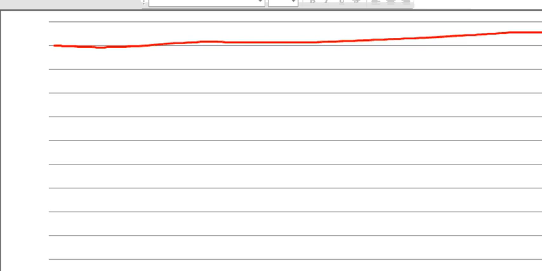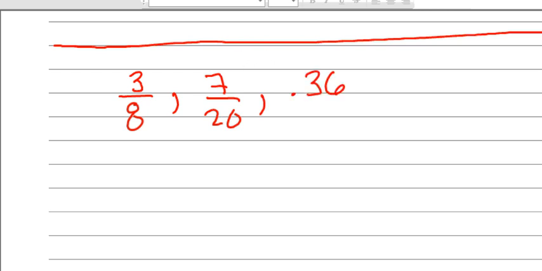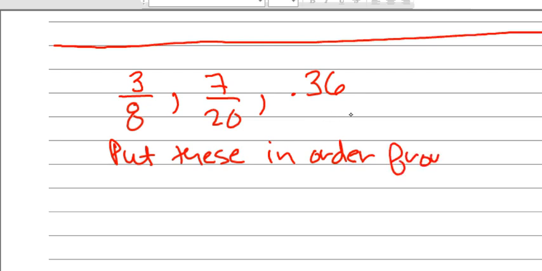Okay, now I'm going to look at the bottom of page 456. They are giving me two fractions and a decimal. And I want to put these in order from small to big.